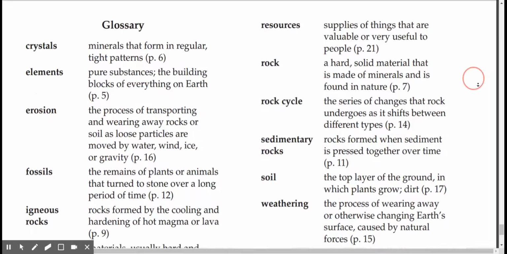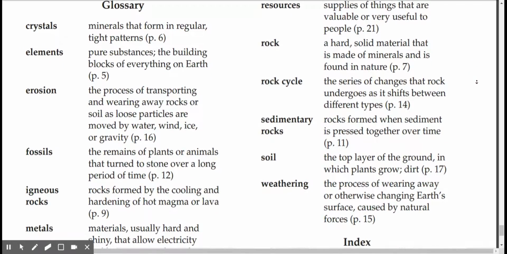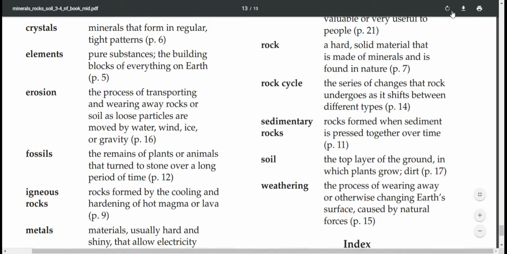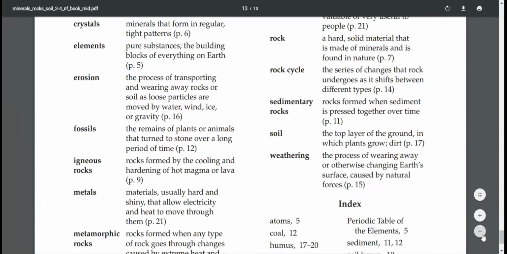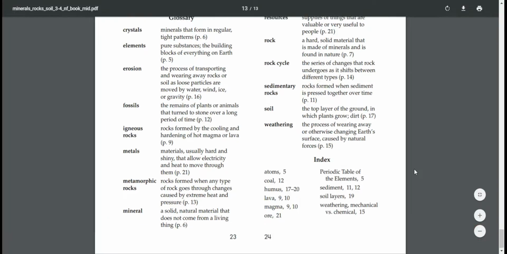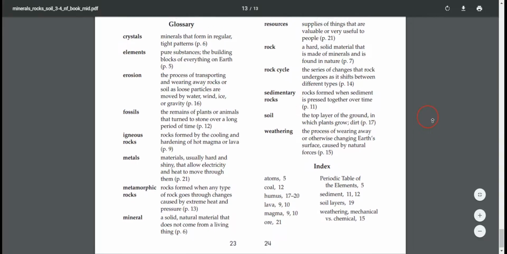All right, glossary. I am not going to read through all of these, but instead, I'm going to move the tool and see if I can move this. Okay, there we go. I'm going to zoom out a little bit so that we can hopefully fit all of the words on the page.